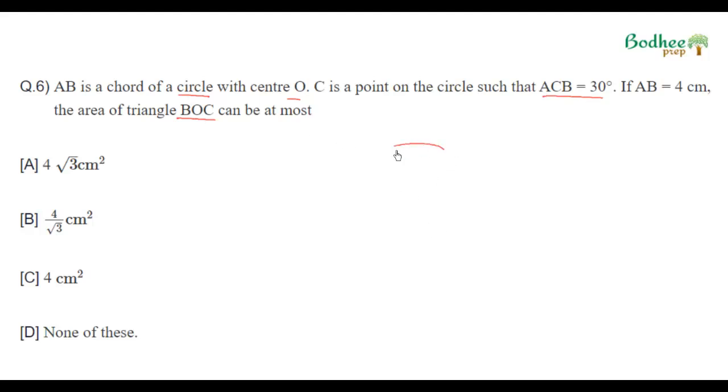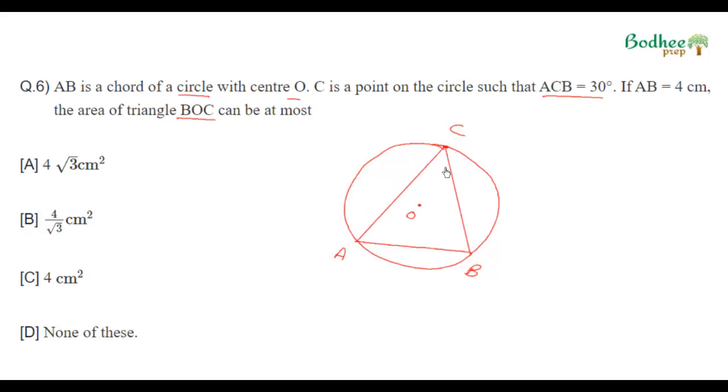So if we draw the scenario, then this is the circle. Say this is the chord AB and this is the center O. Now it says that C is some point here, maybe, such that this angle ACB is 30 degrees, right? Now we have to find the area of triangle BOC.